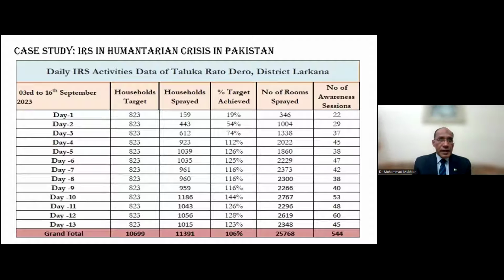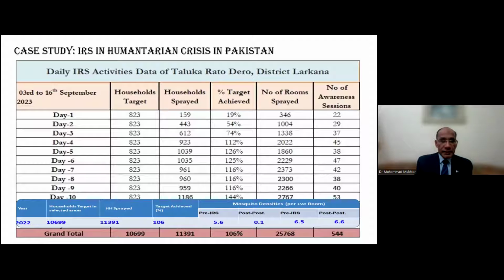Next, please. Yes, there is an example of IRS in a country, in one district, Ratodero, Larkana district, with a test positivity of more than 50%, and you can see the 100% coverage of the target areas with full preparation. Next, please. And here you can see that 10,600 to 700 houses were covered, and there was a sharp decline of the densities. So this shows that if you have IRS with full preparation, using WHO pre-qualified insecticide with trained human resource, you can bring down the caseload very quickly.